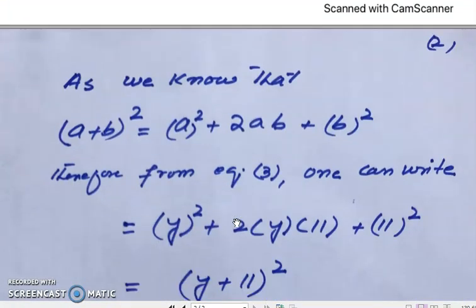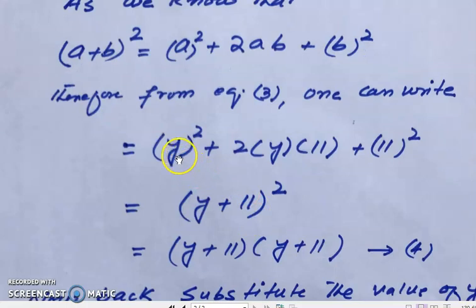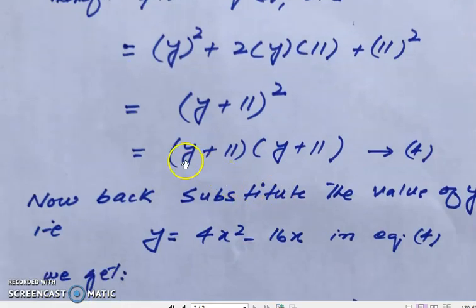See, here we have written equation number 3 in this form. So when this is the expanded form, when you are closing it, or writing it in the complete square form, it can be written as y, which was our first term, a plus b whole square. Since we are factorizing, we can write it twice: y plus 11 into y plus 11.